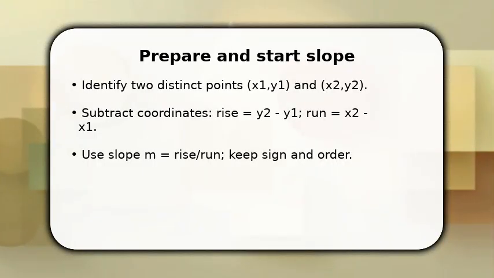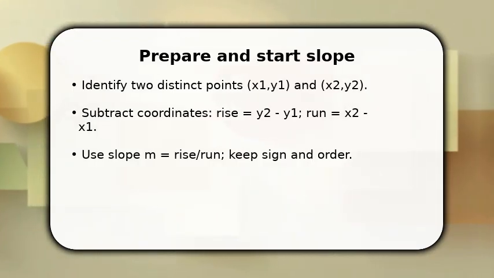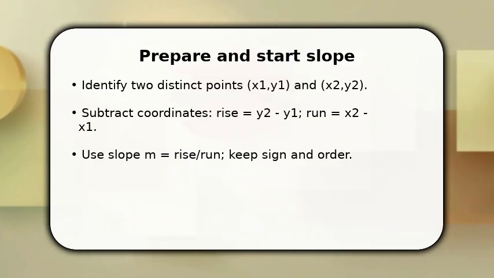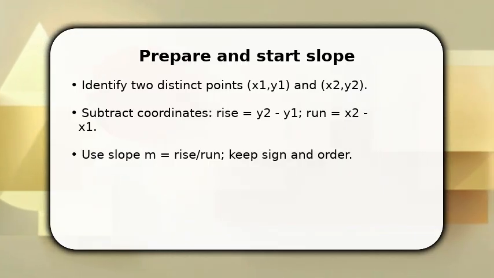You begin by choosing two clear points on the line and labeling them x1, y1, and x2, y2. Once labeled, calculate rise as y2 minus y1 and run as x2 minus x1. Do not swap these. Make sure you subtract in the same order for both coordinates so the sign remains correct. After that, form the fraction rise over run to get m.